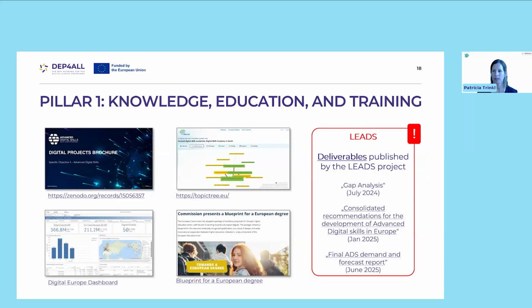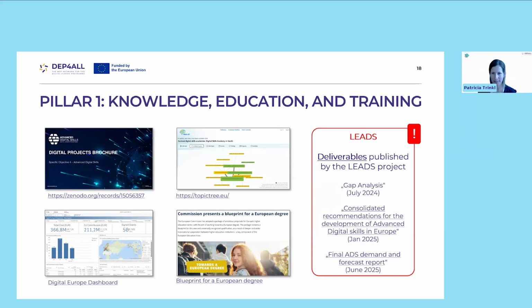General overview, let's go into pillar 1, education, knowledge, and training. Okay, so just a reminder, we are talking about gap analysis, we are talking about building up some trainings, educations, etc. So when we are thinking about what happened so far, one EU-funded project which really needs to be mentioned and what you should really know is the LEAD project.